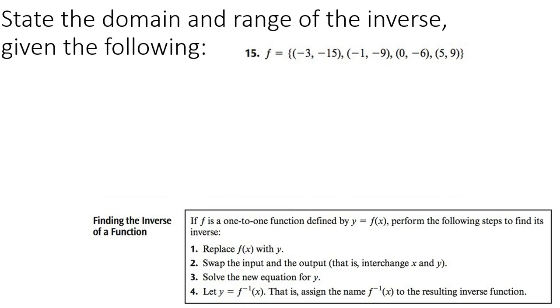Okay, this time we're given a function, and now we're given it as points. Be very careful here. This is not continuous. These are discrete points, which means they're just dots on the graph. And I can tell that because of the set notation for the brackets. So all we need to do is swap the output and the input. So this is not a problem. We say instead of -3, -15, it's going to be -15, -3. And instead of -1, -9, it's going to be -9, -1. And so on. Here we go.